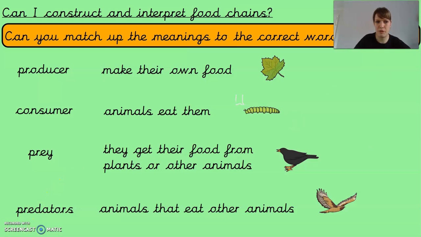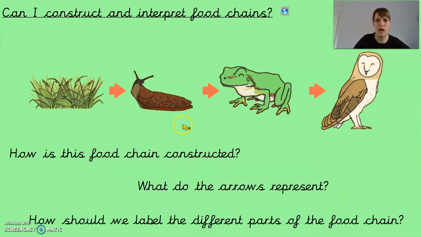So I will show you. Let's find an arrow. So the caterpillar eats the plant. The blackbird eats the caterpillar. And this eagle will eat the blackbird. So as you can see, there is a food chain in this. So I've got another food chain here. And we're going to think about how food chains are constructed. What is the point of the arrows? What do they represent? And how should we label the different parts of a food chain?